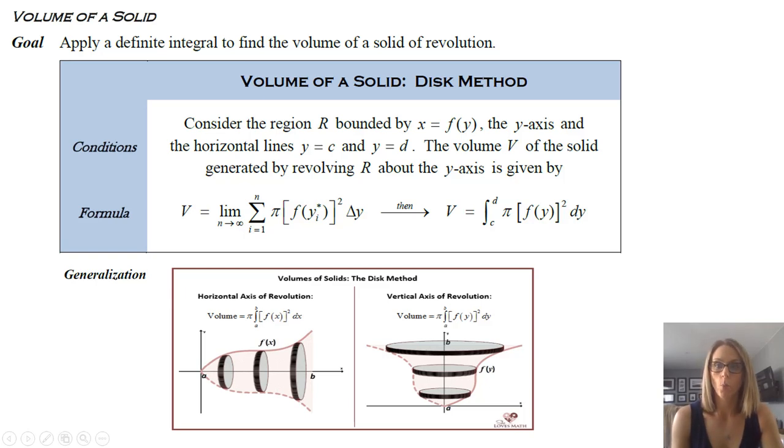So guess what? More 5.2. It is a chunky section. So we're going to continue talking about volumes of solids. Now the only difference is we're going to talk about the disk method, but in the idea of a rotation around the y-axis. So you're seeing something like this.